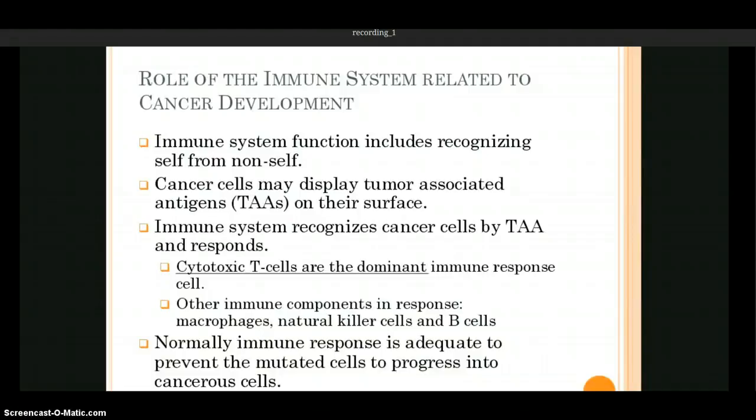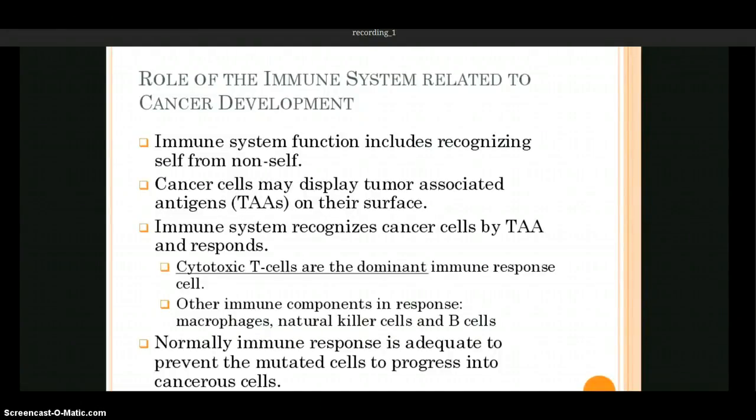There are other immune components in the response. They include things like macrophages, natural killer cells, and B cells, okay? Typically, for most of the time, our normal immune response is adequate to prevent the mutated cells from progressing into cancer cells. Because remember, one cell is not going to be cancer. We have to have that proliferation, okay? There's a pretty good discussion in your book about the immune system, okay?